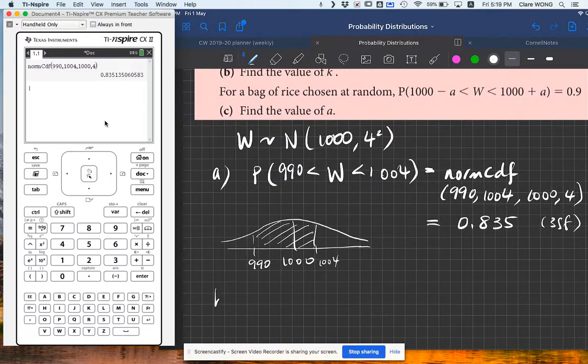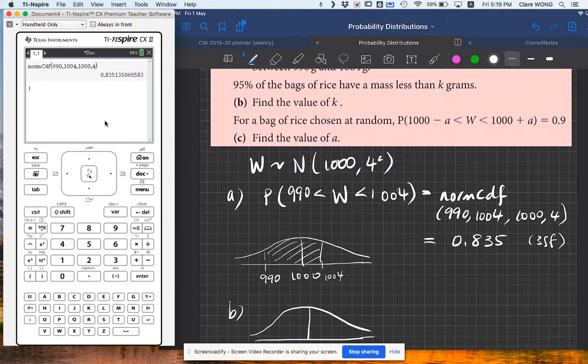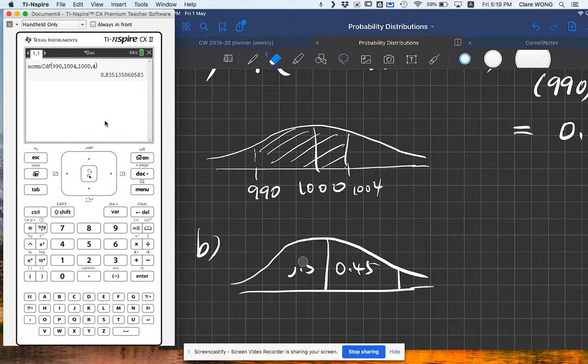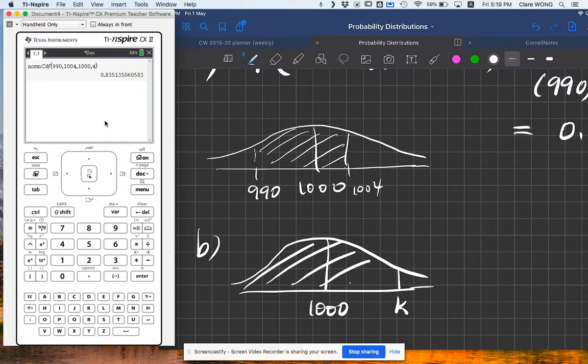So for B, if you do a sketch, it says 95%. 95% must be 0.5 plus 0.45. So you must include areas of the left-hand side and more. This is the mean, this is the value of K, and we were told that this area or the probability is 0.95.